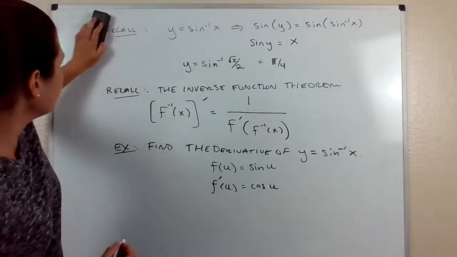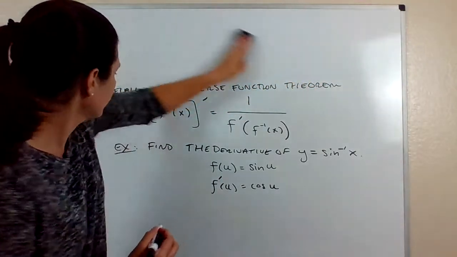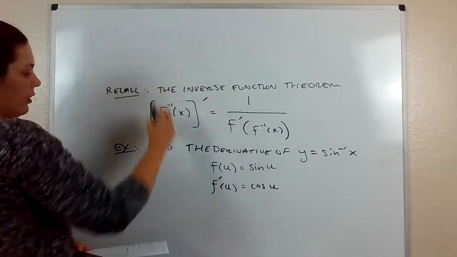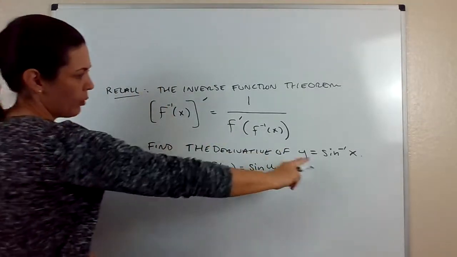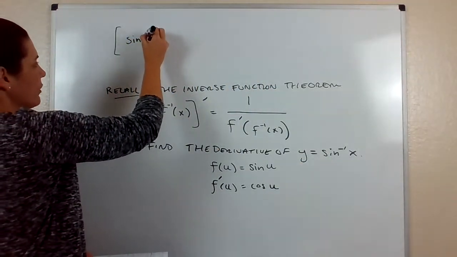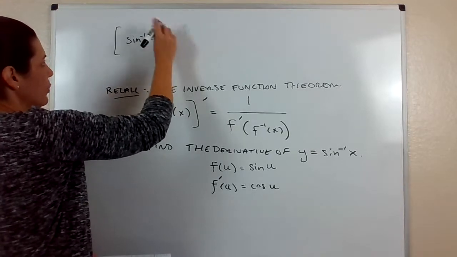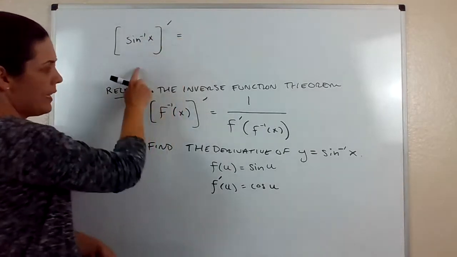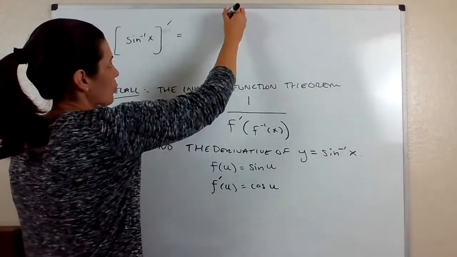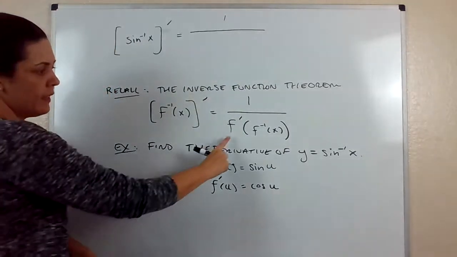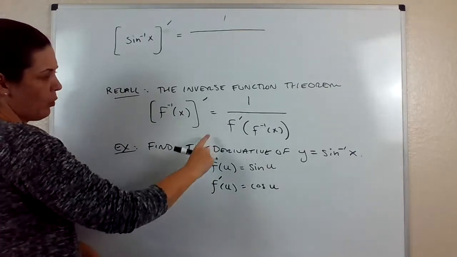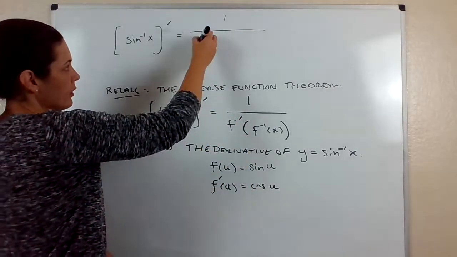Okay, so let's write that out. And so we have, I'll leave this here, but I'm going to fill in what we're working with. We're working with sine inverse. So we have the derivative of sine inverse of x. Okay, so that is our left side. That's this right here. So according to this theorem, this is 1 over the original function's derivative. So this is going to be 1 over cosine.